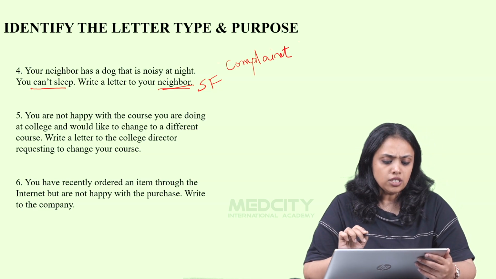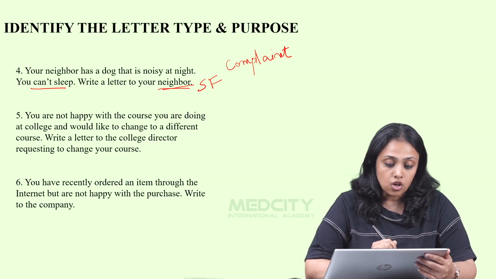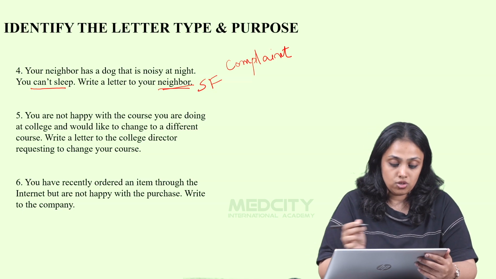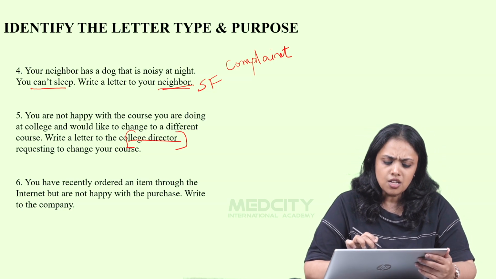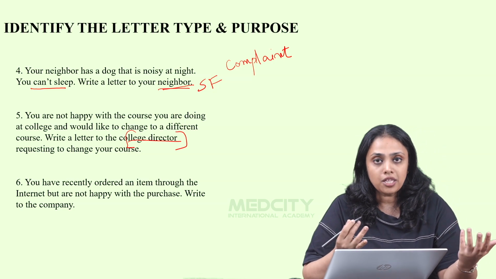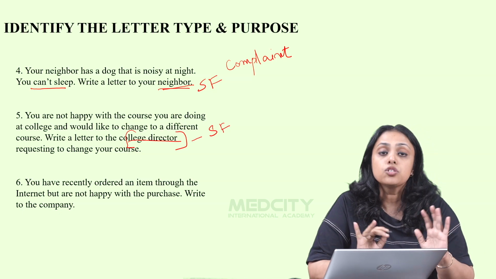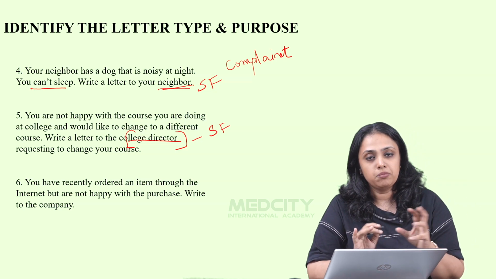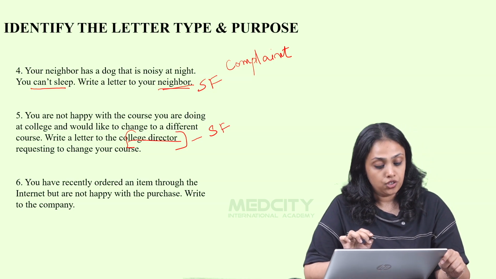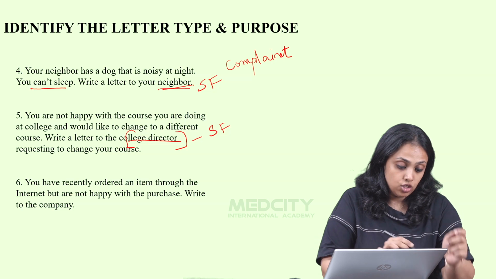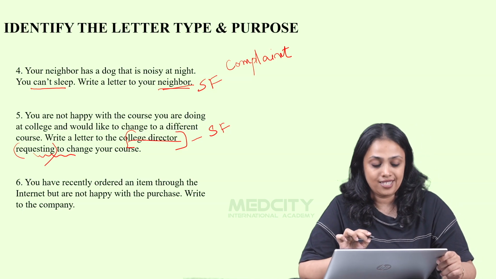Then the fifth one: you're not happy with the course you're doing at college and you would like to change to a different course. Write a letter to the college director requesting to change your course. The recipient is the college director, somebody who is in power, but you know that person. So again, this is a semi-formal letter. It's not totally a strange person. And the purpose, you are requesting to change your course, so this is a kind of request.